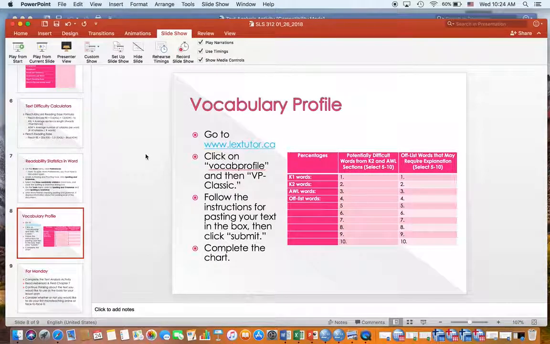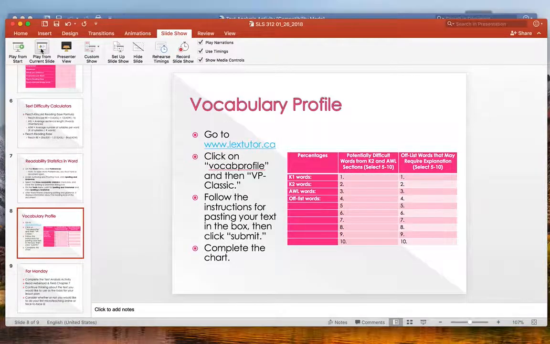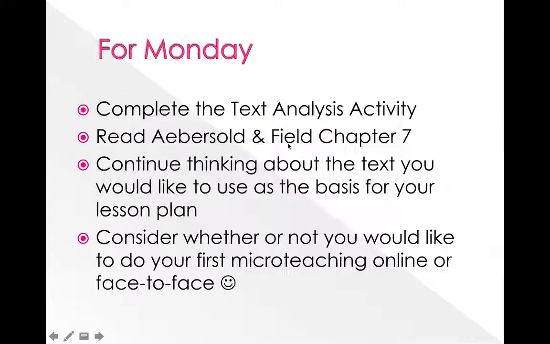So after you've completed the vocabulary profile with questions 4 and 5, you'll be done with that text analysis activity, and I would love for you to send it to me by email. So for Monday, go ahead and finish the text analysis activity. You'll be reading Aebersold and Field, Chapter 7. We're going to move into a deeper discussion of vocabulary.